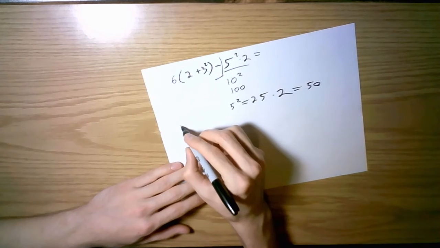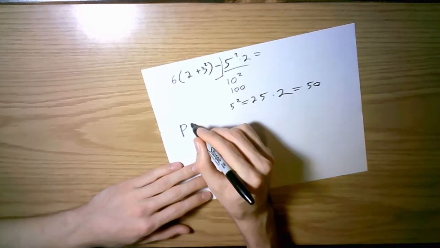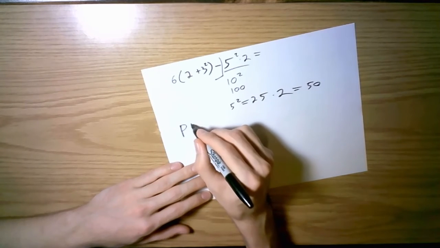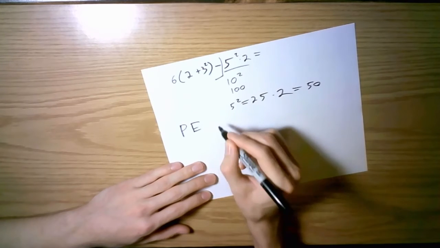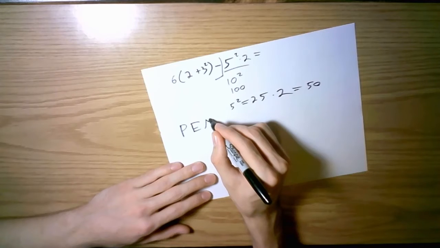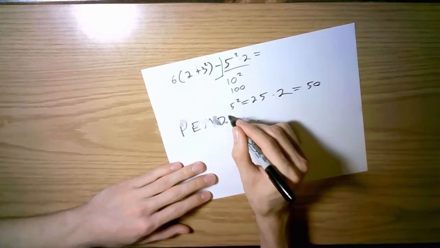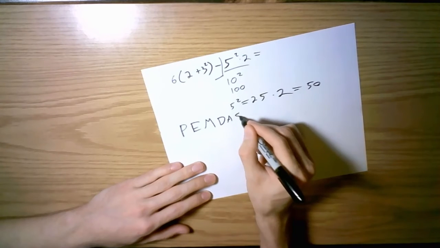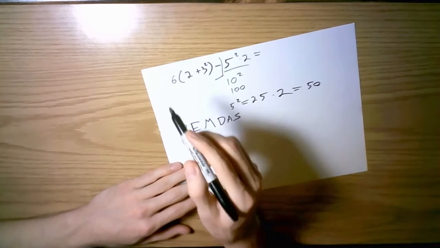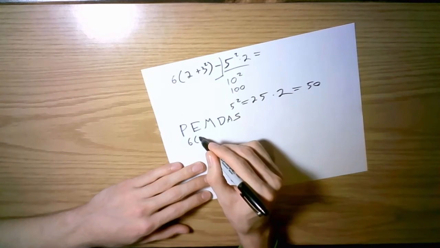So here's the acronym that a lot of people like to remember for that. Parentheses, exponents, multiplication, division, addition, and subtraction. So let's go back to this problem and then follow that rule.